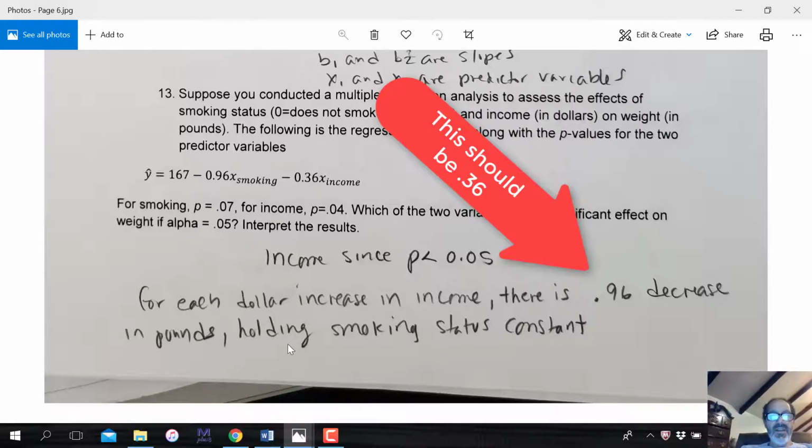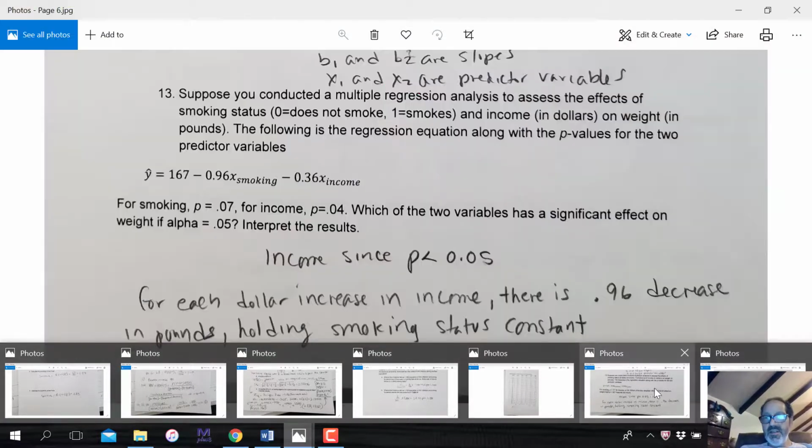Now, notice I always say holding the other variable constant, and that's important because when you're interpreting this, it's as if this value is held constant. It means everybody's given the same value, the mean value for whatever this variable is. Okay, so that's how you'd interpret this. But remember, in this case, it should be 0.36. Okay, so let's move on. I think we have one left.